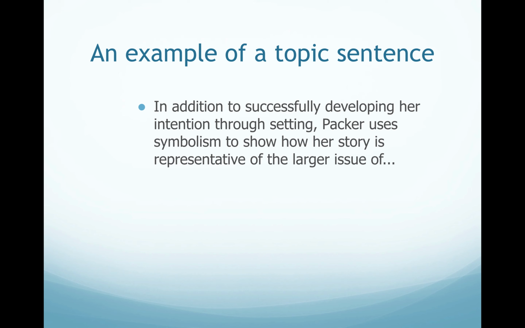So here's an example of a topic sentence. In addition to successfully developing her intention through setting, which would be what I discussed in a previous body paragraph, Packer uses symbolism to show how her story is representative of the larger issue of... So we can assume from this topic sentence that, in my previous paragraph or section of paragraphs, the discussion was about how she used setting. And then this new paragraph is going to be about symbolism.